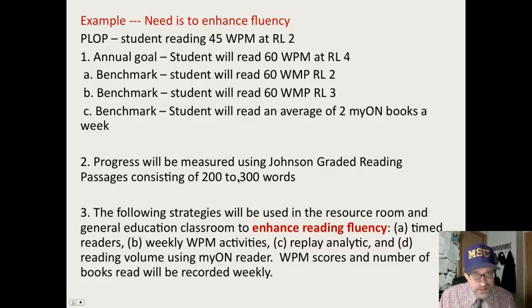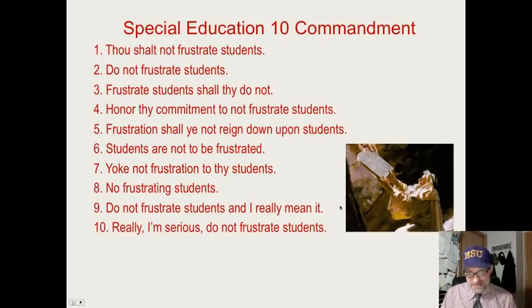How will it be measured? Progress will be measured using the Johnson graded reading passages consisting of 200 to 300 words. And most importantly, these are the strategies. Doing these things will get you to there. So it not only defines the end state, it gives you the map of the end state, and it tells you how you know when you're at the end state.